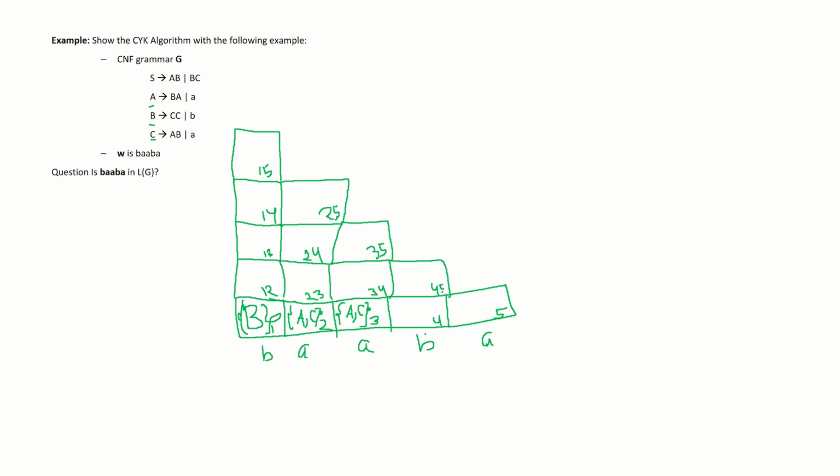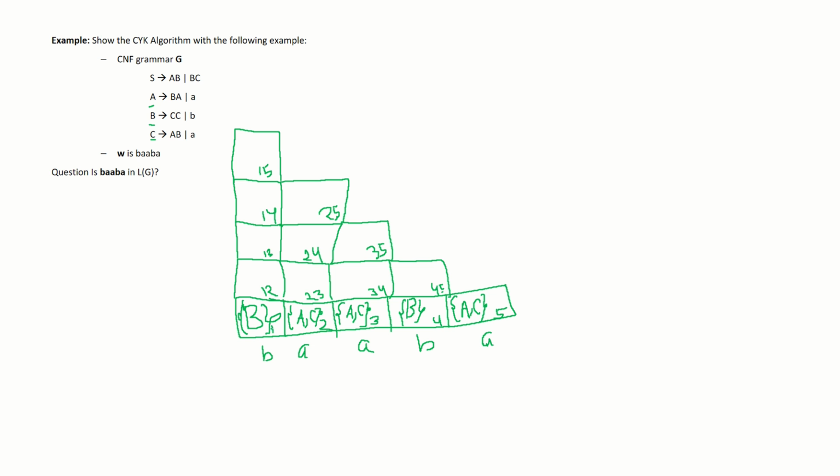After that we have B. How can we generate B? We can generate B from B. So B, and then the A, we can generate A from A and C. So A, C.